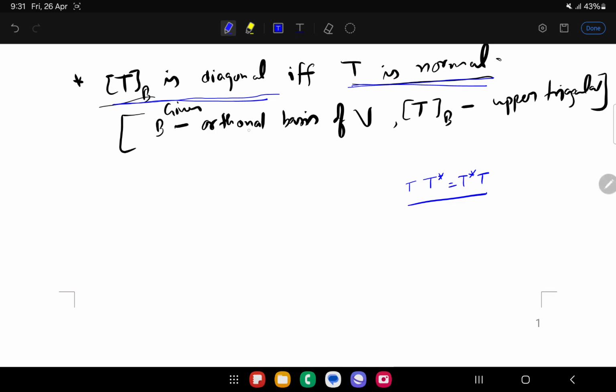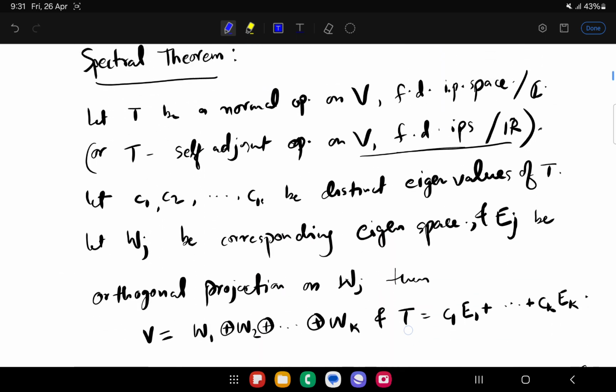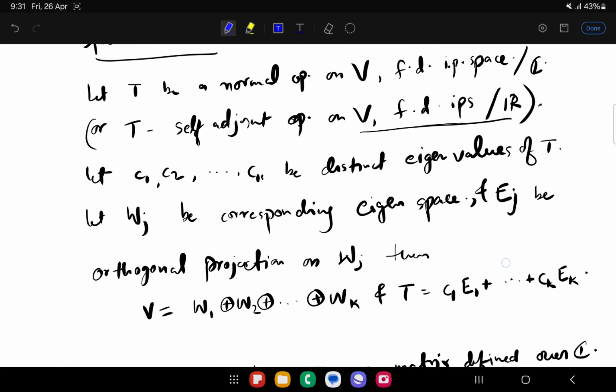Oh, there is this orthogonal condition, this is necessary, we cannot forget it. If the matrix representation of T is diagonal with respect to an orthogonal basis or orthonormal basis, then only we can say it is normal if and only if it is diagonal. Okay, let's see next.